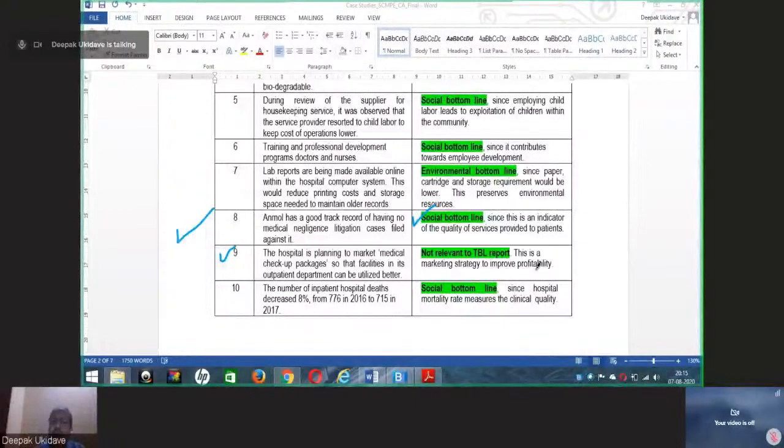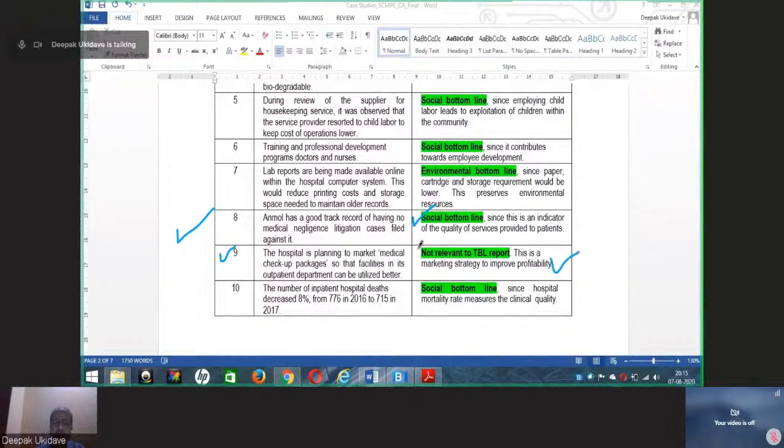But right now it is a marketing strategy, and therefore to improve the profitability, so it is not relevant in the TBL report at all. So it happens like this also, and therefore remember this is a very important part. Yes, you should not miss out on this particular important thing. It will not come anywhere in the triple bottom line report.